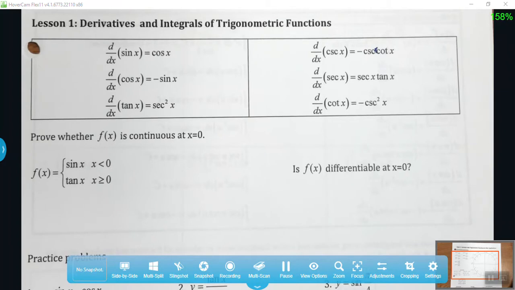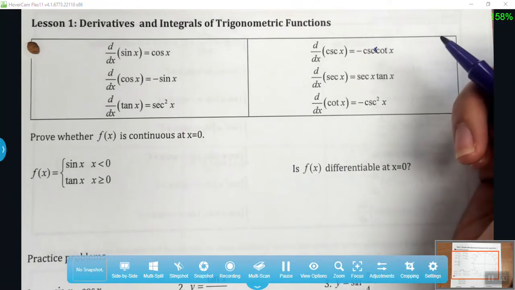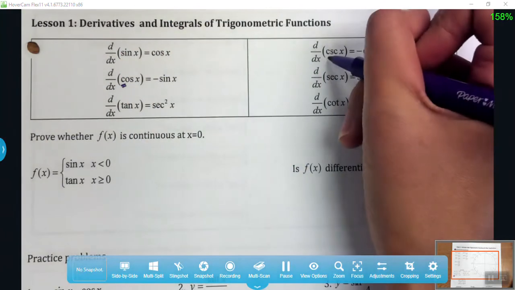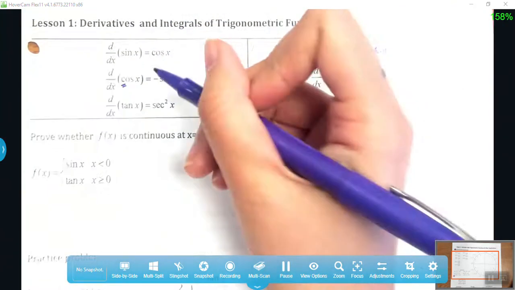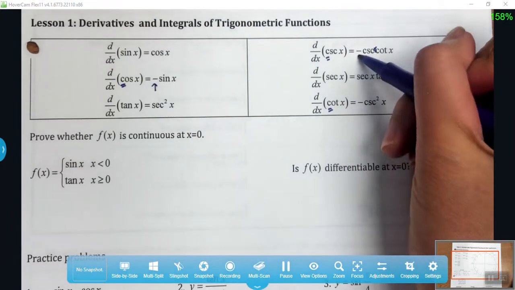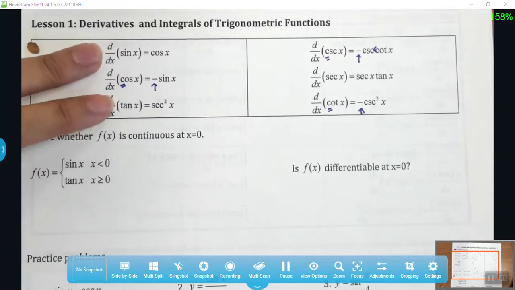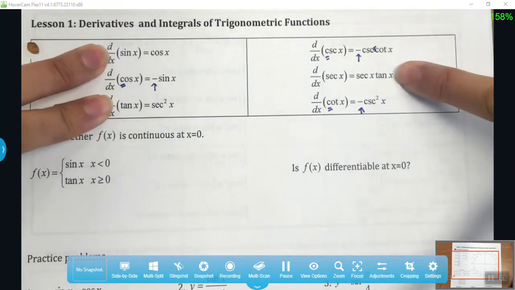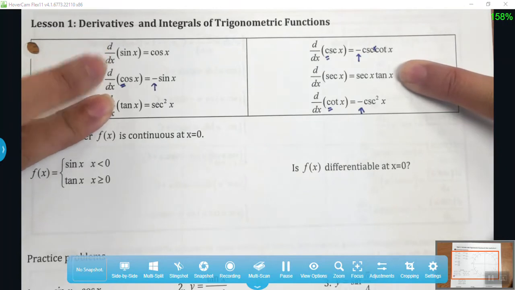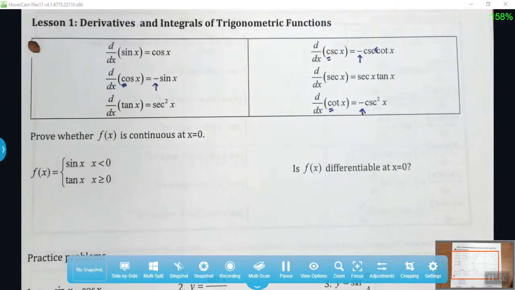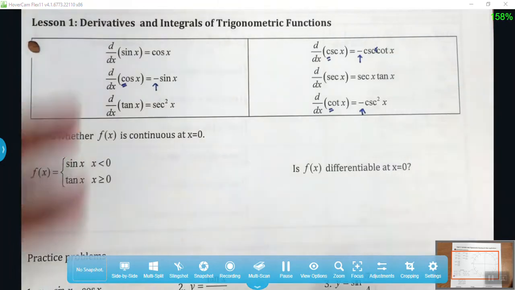Okay? Just memorize them. All the ones that start with C are negative. So if you are taking the derivative of anything with a C, it's a negative. And then if you remember sine, tangent, and secant, then you should be able to easily get cosine, cotangent, and cosecant, right? Because it's just the opposite of what those initial three are.